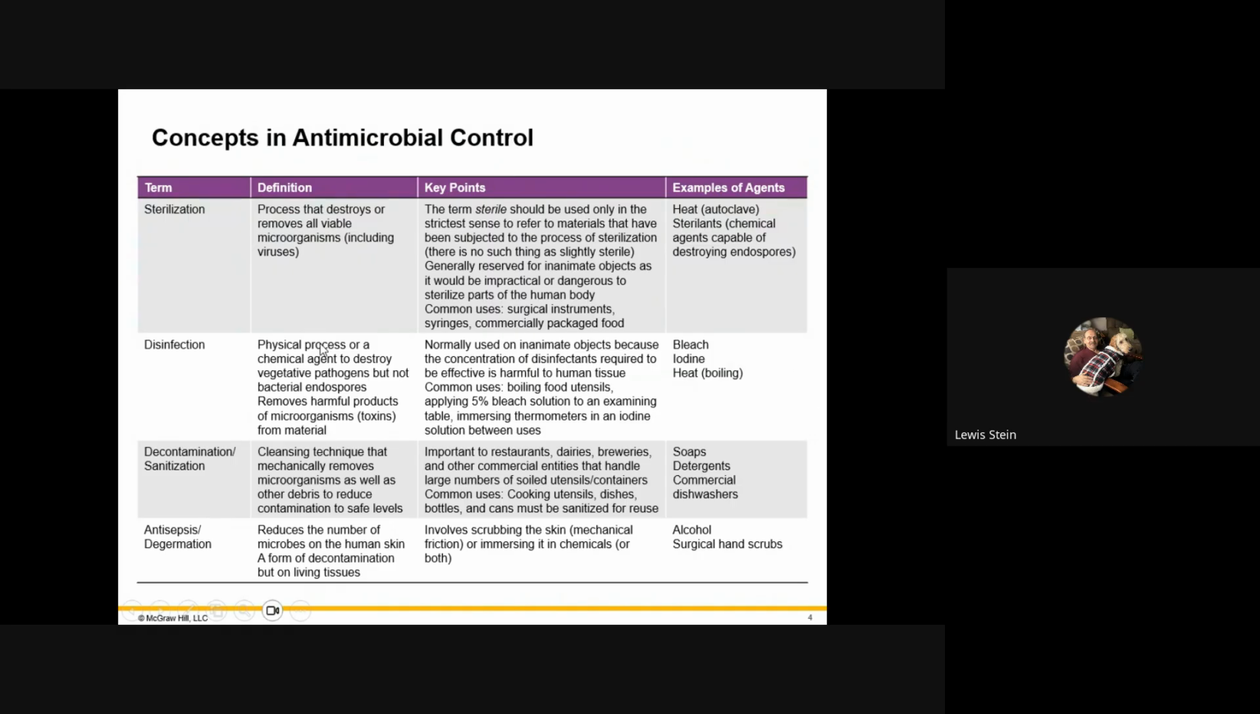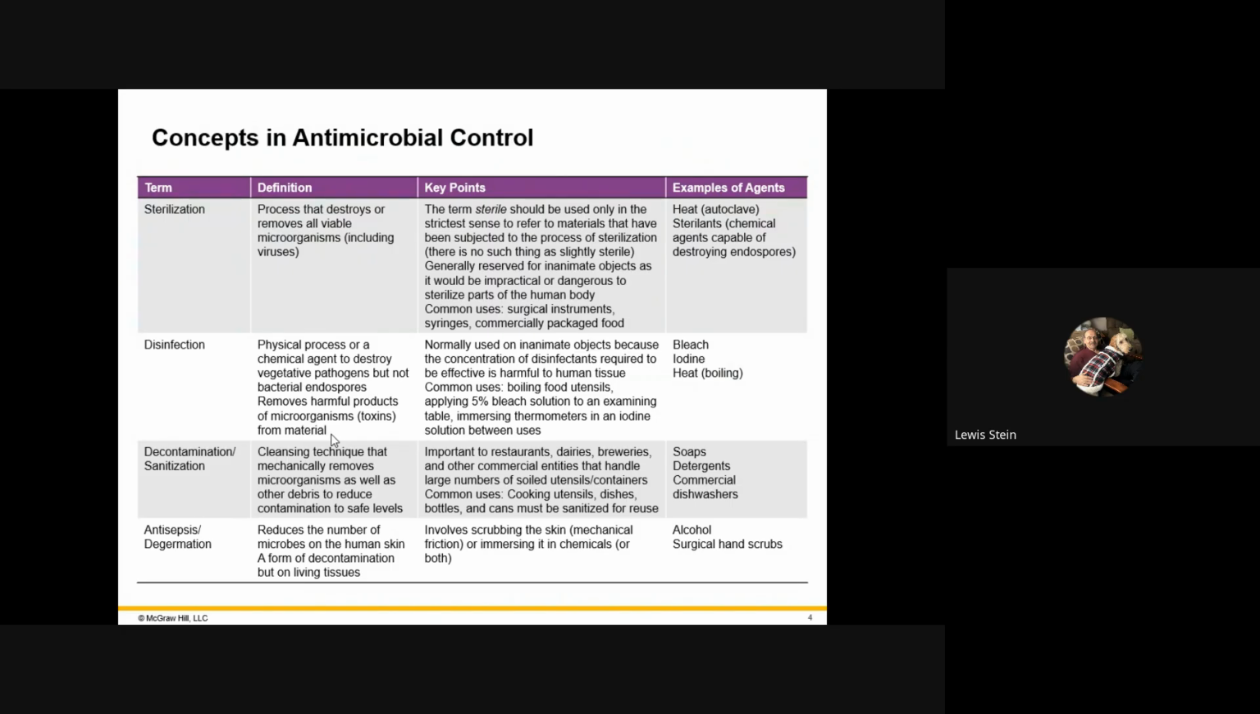Disinfection is also only for inanimate objects, period. It is the ability to destroy vegetative pathogens, but not by implication bacterial endospores. It doesn't get them all. It removes harmful products and microorganisms, toxins. Effectively, when you're doing a load of dishes in a dishwasher, you are disinfecting them. And indeed, you'll see shortly that pasteurizing is a form of disinfection. When you cook something in boiling water, you are to some extent disinfecting it. You are by no means sterilizing it.